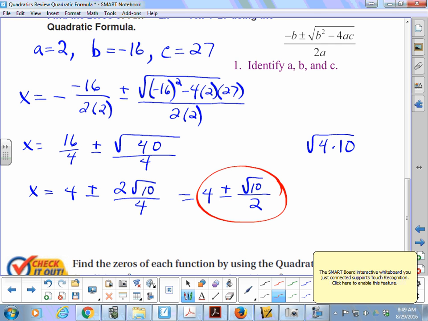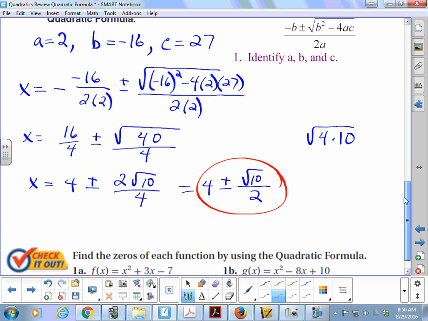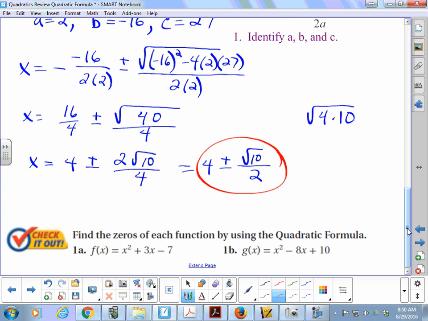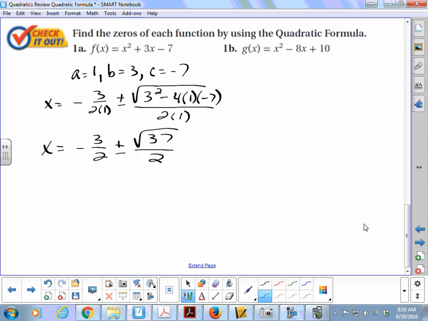So identify a, b, and c. Plug them in and simplify. Now, is there a way you can check to see whether that's right or not? Not in my calculator because it's not working right at the moment. Okay, but I'll show you in a minute. All right, so I want you to do just letter A here. And while you're doing that, I'll see if I can get my calculator back working. Just a matter of plugging them in and simplifying.